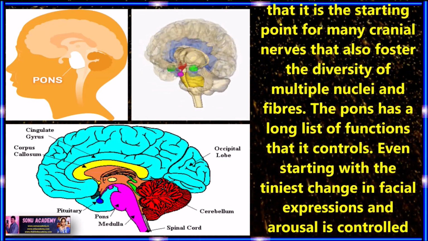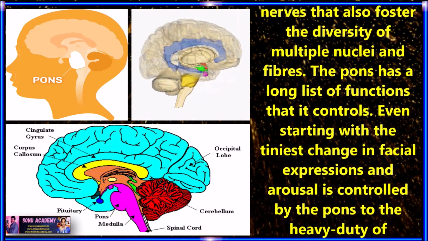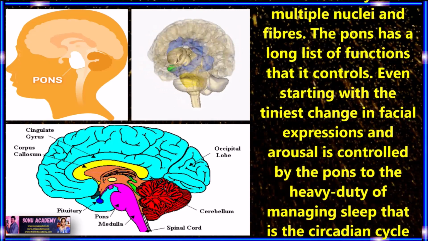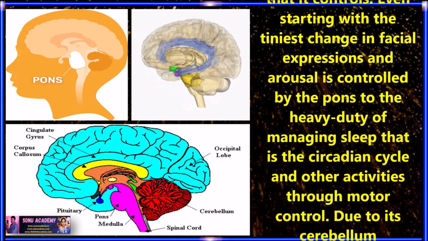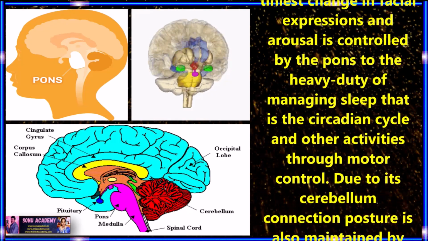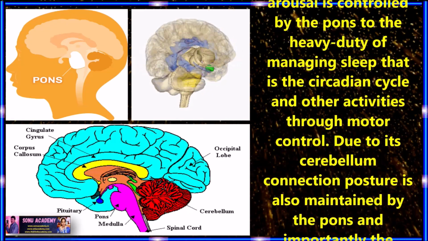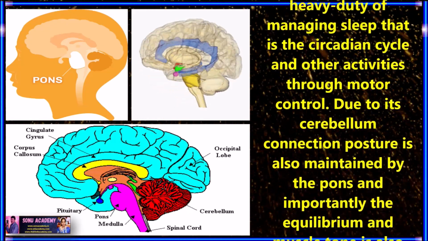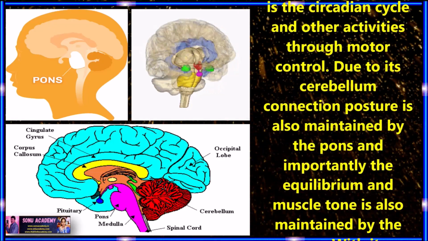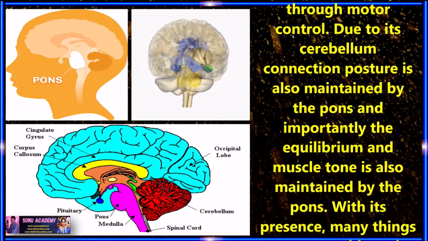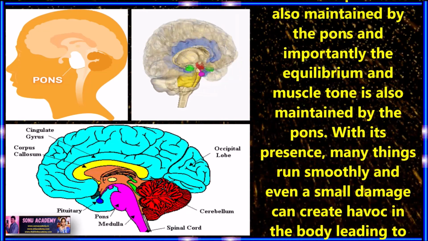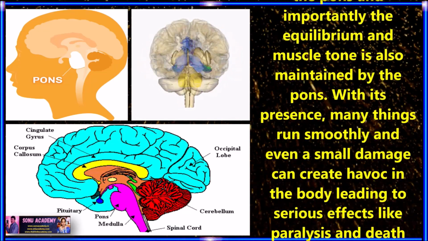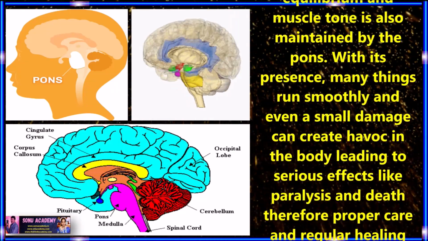The pons has a long list of functions that it controls, from the tiniest change in facial expressions and arousal to the heavy duty of managing sleep, that is the circadian cycle, and other activities through motor control. Due to its cerebellum connections, posture is also maintained by the pons and, importantly, the equilibrium and muscle tone are also maintained by the pons.